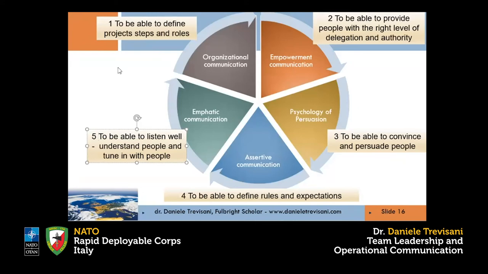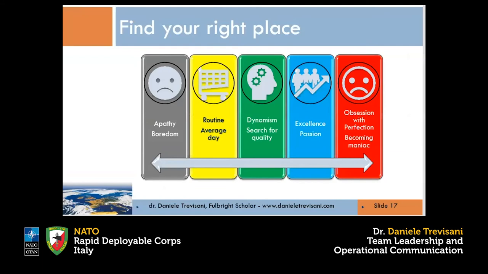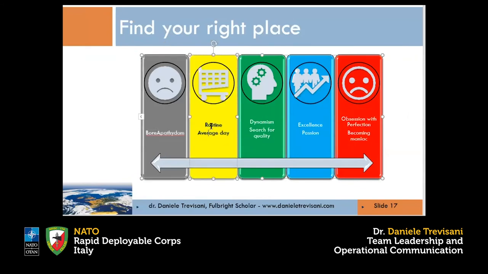So if you like to write, where do you think that teams and organizations in the military area where you work, in which of the five areas do they need to work more? I'm sure that you know your team, the team that works for you or the team that you are in. Any working group can work in one of these five areas. That is apathy, you are annoyed, boredom, the routine, the average day, or instead move to dynamism, search for quality, or move to excellence and passion, or even become obsessed with perfection and becoming a maniac, okay?